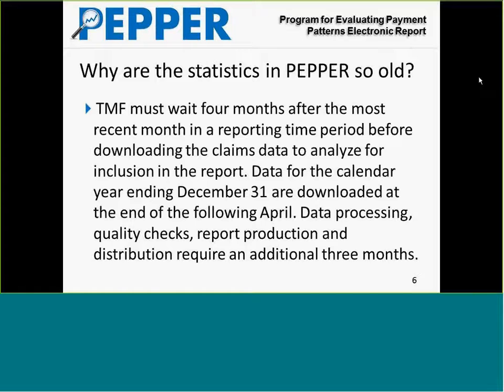After 4 months, that most recent month in the time period, the claims data are about 95% complete. And so with that, we would feel that we are including an accurate and complete picture of the statistics in the PHP PEPR. So data for calendar year ending December 31st are downloaded the end of the following April. The data processing, the quality checks, report production, and distribution require an additional 3 months. And so by the time we get the PEPR to you, some of the data are about 6 months old for the most recent month in the PEPR.